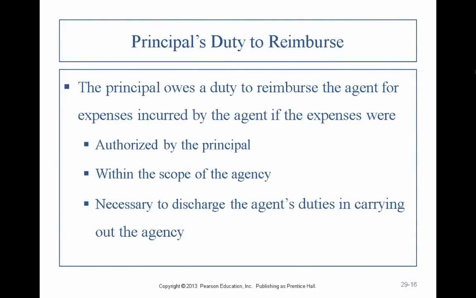And duty to reimburse is sort of related to that, again, to the extent that the agent incurs expenses. And those expenses are not their expenses, it's really expenses to benefit the principal acting within the scope of the agency. Well, yes, in that case, it is the principal's obligation to pay or reimburse the agent for those monies that are spent.